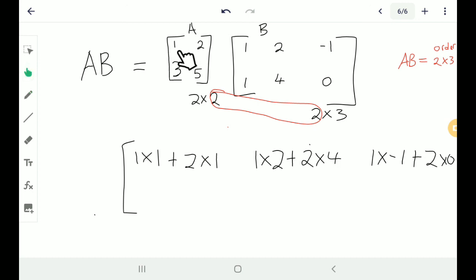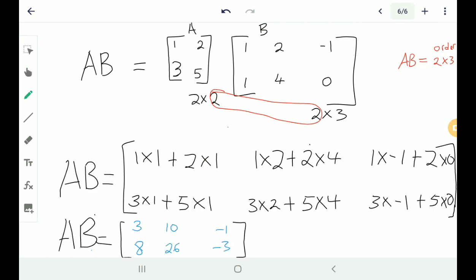And then, are we finished with this row and all the columns? Yes. So now we're going to go to the second row and multiply by all the columns. So our result would end up being this. After carefully multiplying every row of the first matrix by each column, we would end up with 3, negative 1, 8, 26, negative 3. Okay? And if you notice, what is the order of this matrix? A 2 by 3 matrix, just as how we predicted.